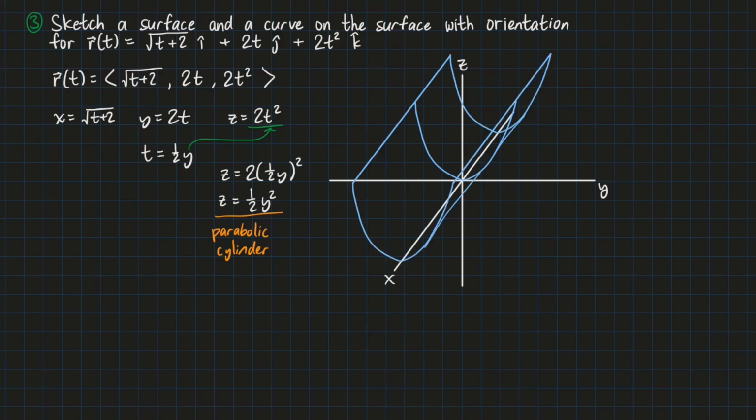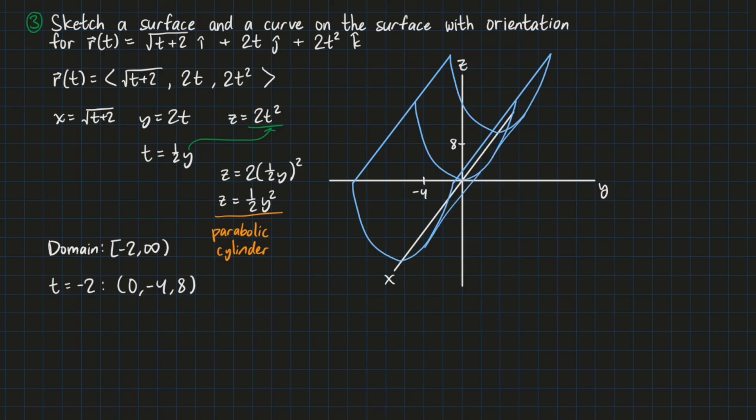Okay, so the curve for r of t is going to be along the surface somewhere. One of the functions has a square root, and there's a t plus 2 in the square root, so that means the domain is values of -2 and greater. So next we can start plugging in values of t to get some points. We can start with -2. Plugging in t equals -2 gives us 0, -4, and 8.